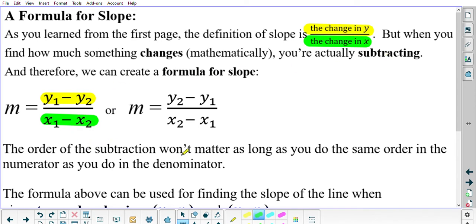The order of the subtraction won't matter as long as you do the same order in the numerator as you're going to do in the denominator. So if you're going to start with the first y in the numerator, you better start with the first x in the denominator. But if you're going to start with the second y in the numerator, then you better start with the second x in the denominator. Be consistent.